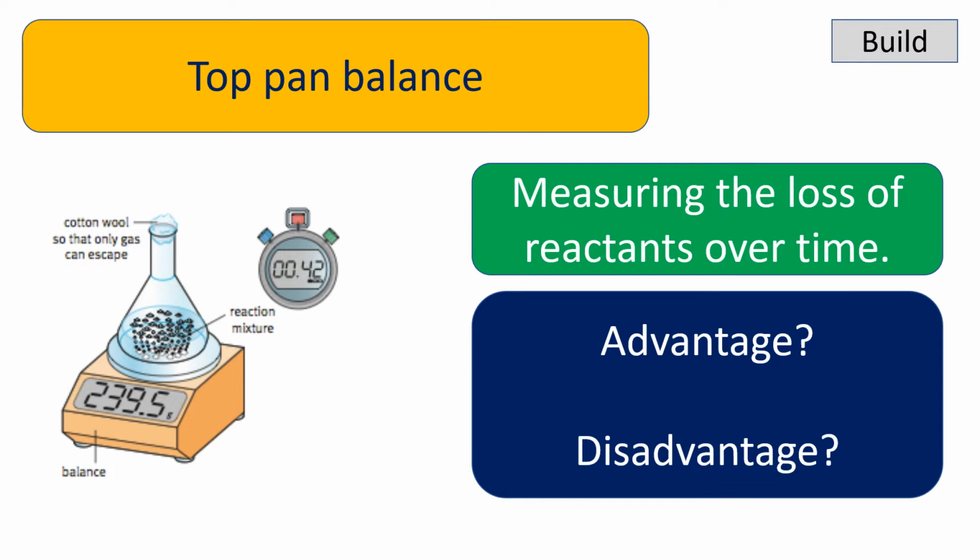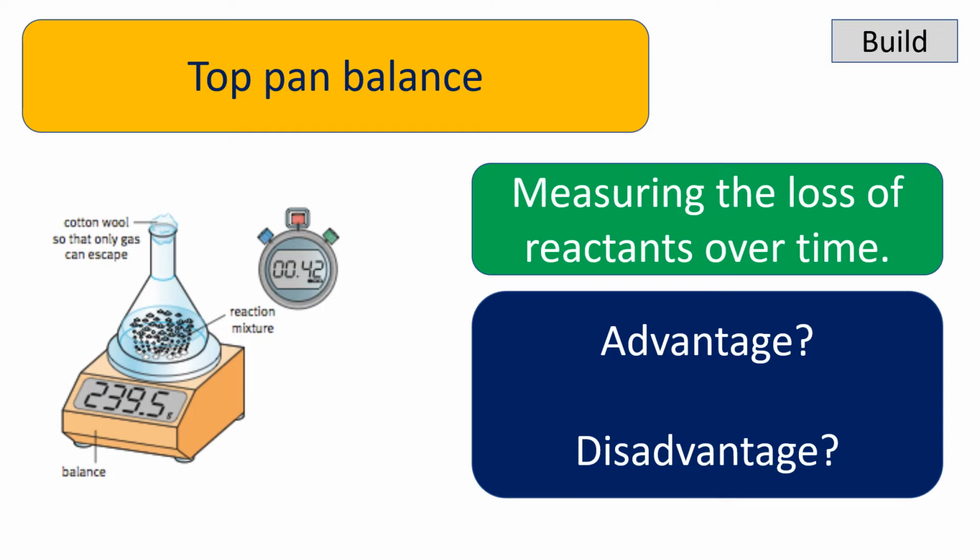There are various ways you can start to calculate the rate of reaction, but you need to know either how much reactant you've lost in a certain amount of time or how much product you've gained. So the first one, measuring the loss of reactants over time, how would you actually do that in the lab? Well, you would have something like a top pan balance, and you would have your chemical reaction occurring actually on the top pan balance itself. And over time, you would be measuring the mass as it decreases. So you would expect the mass to decrease over time.